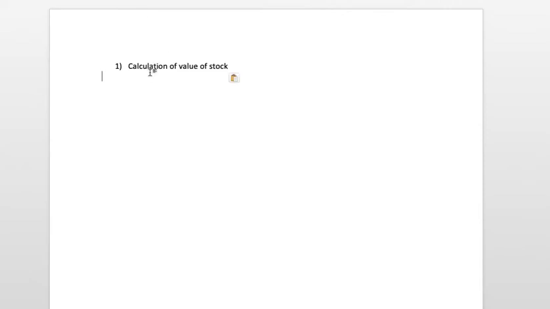Let us go first for the calculation of value of stock. So we are going to do that first, the calculation of value of stock. If we see in the problem, it is given that he sold 3/5 of the goods for rupees 20,000, right? Then we are going to find the invoice price of the remaining part, that is 2/5 of the goods.